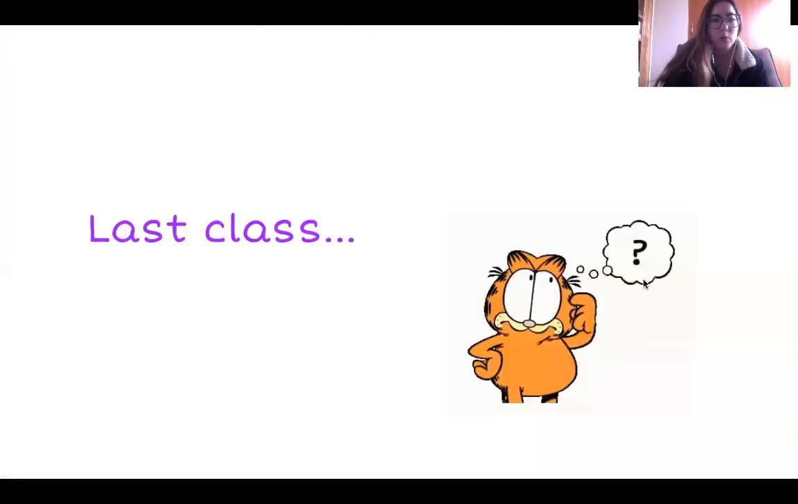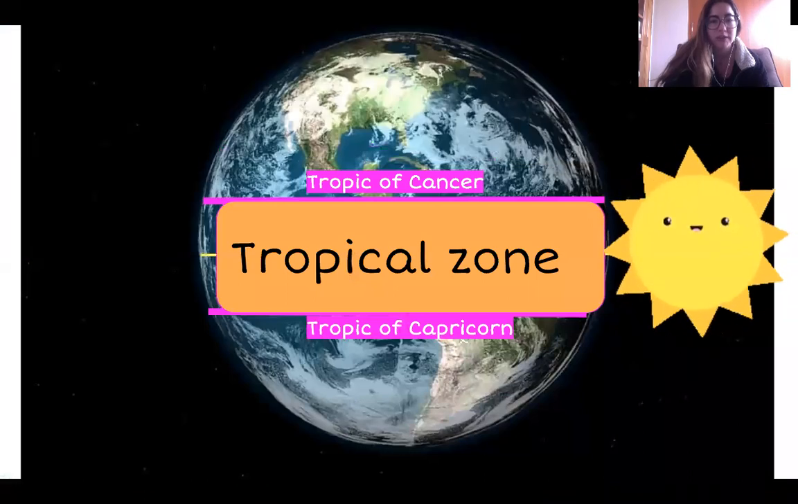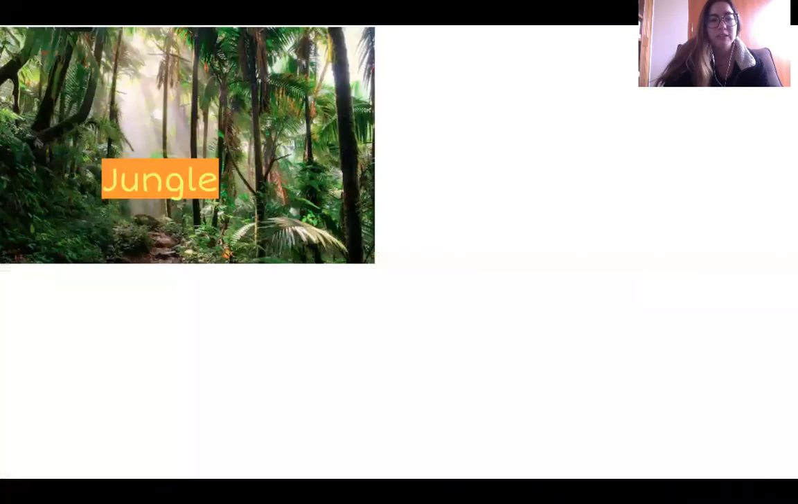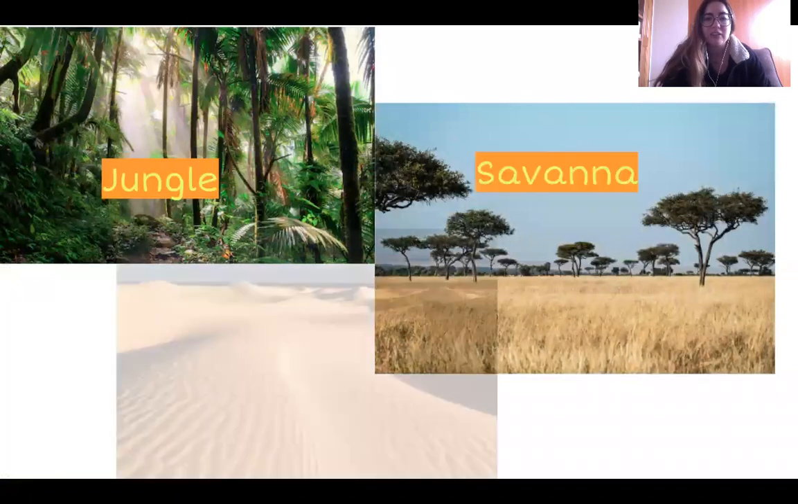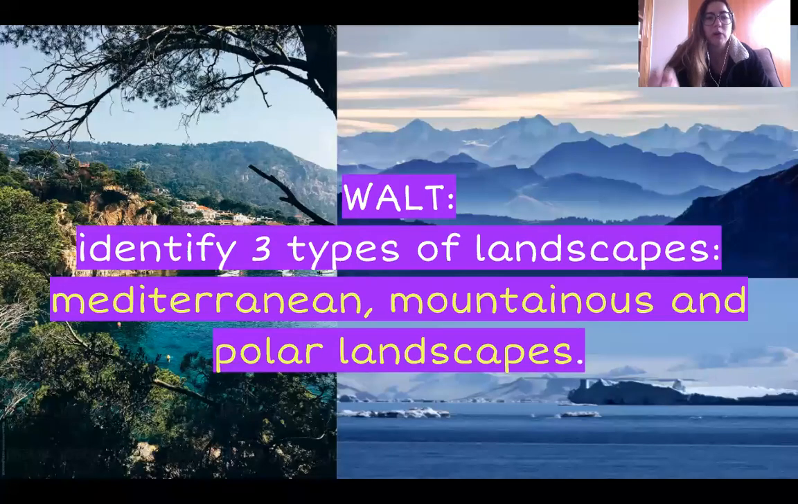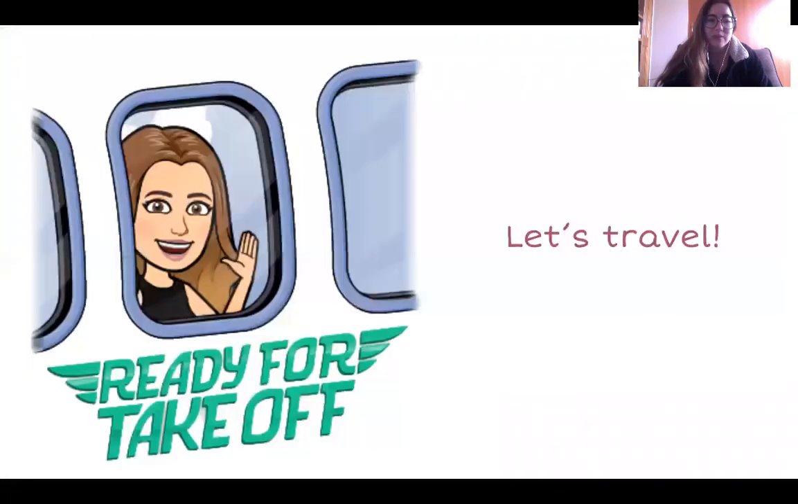Last class, we talked about two types of landscapes located in the tropical zone: the tropical landscapes and the dry landscapes. We learned about the jungle, the savanna, and the desert. In today's class, we're going to learn about three other landscapes: the Mediterranean, the mountainous, and the polar landscape. Stay with me and let's travel.